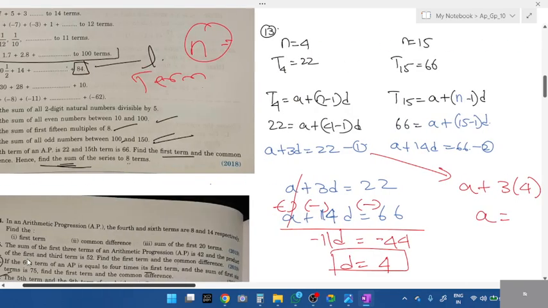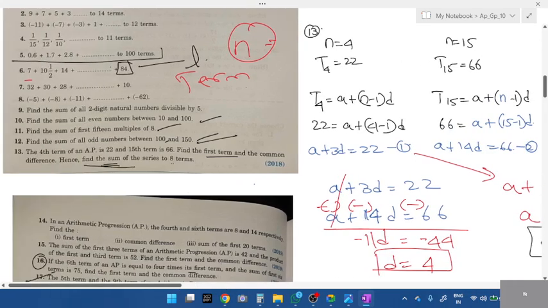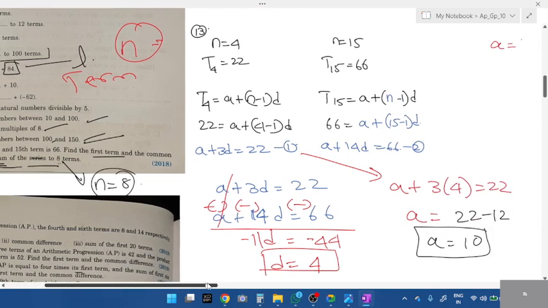What is A, students? Respond. Okay, 22 minus 12, A is equal to 10. Did we get the answer for A and D? First term and difference. Next, what do you need to find, Ivania? Hence find the sum of what is given? Sum of the series of how many terms? 8 terms. So that 8 terms you have to take as n.